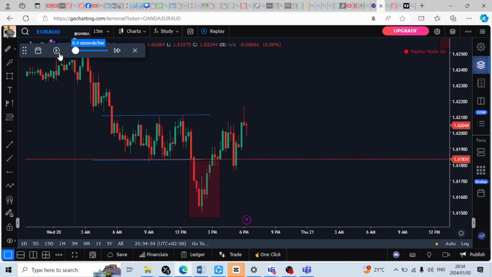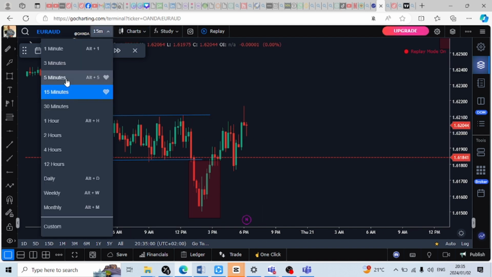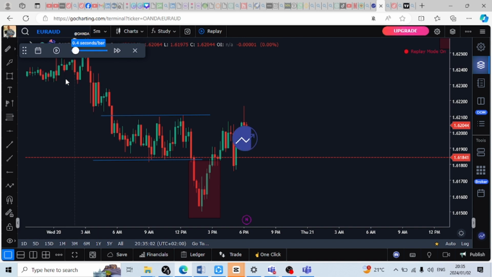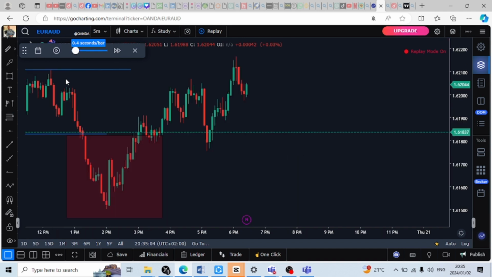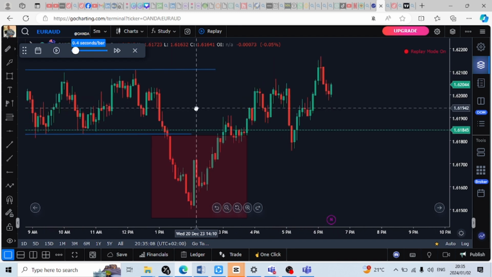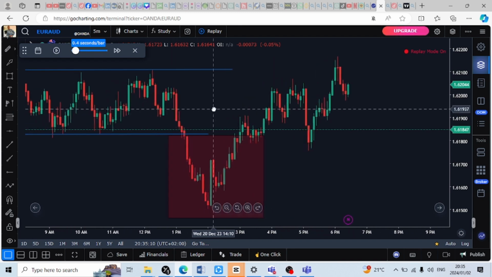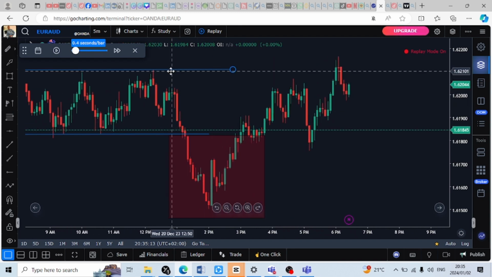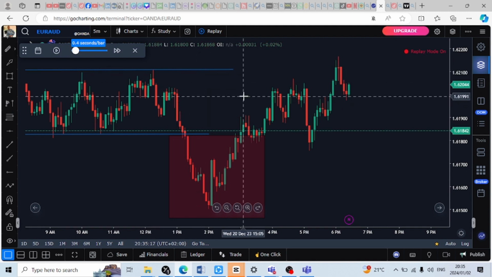Okay, here we have a change of character. We have price closing below this level. If you move down to the 5-minute time frame, I think you can see what I'm talking about. So you can check this on the 15 minutes time frame and also the 5-minute time frame. Here, can you see that we have a change of character?